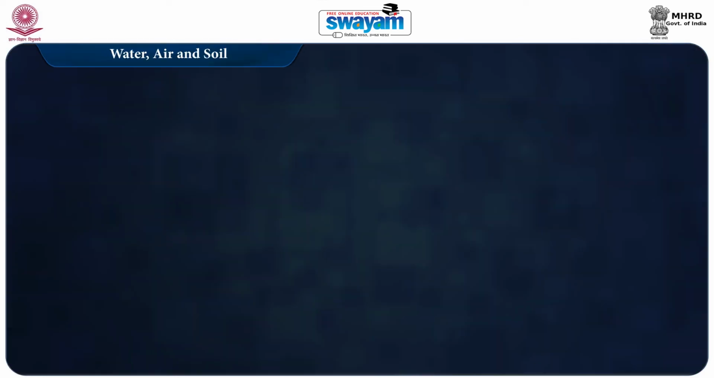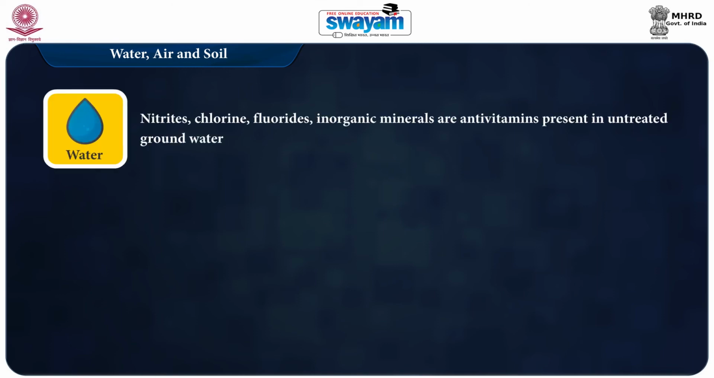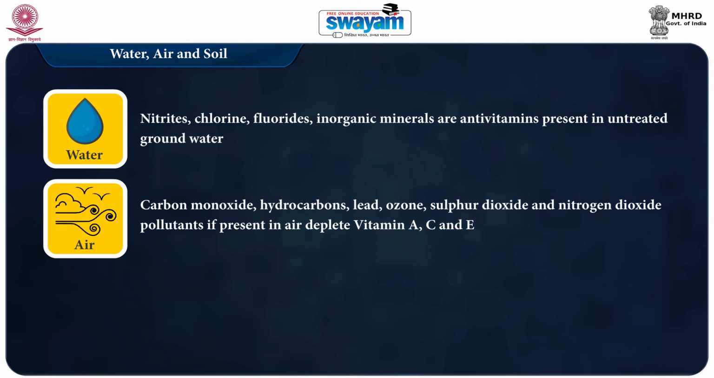Role of water, air and soil as antinutrients. Nitrites, chlorine, fluorides, inorganic minerals are antivitamins present in untreated groundwater. Carbon monoxide, hydrocarbons, lead, ozone, sulfur dioxide and nitrogen dioxide pollutants, if present in air, deplete the vitamins A, C and E.